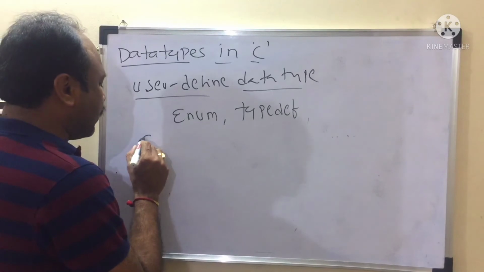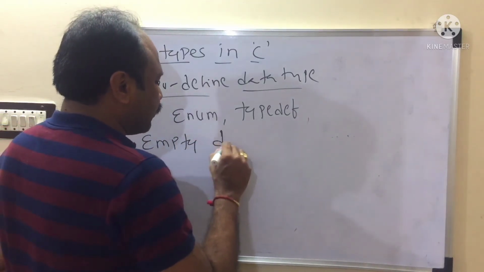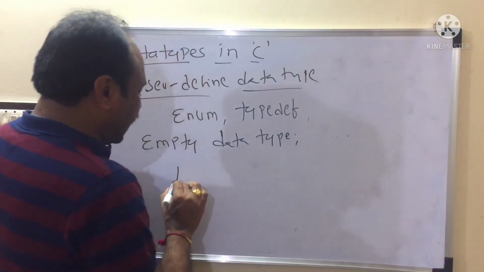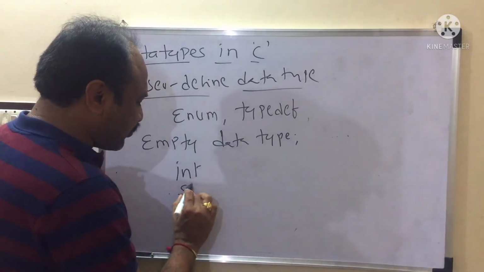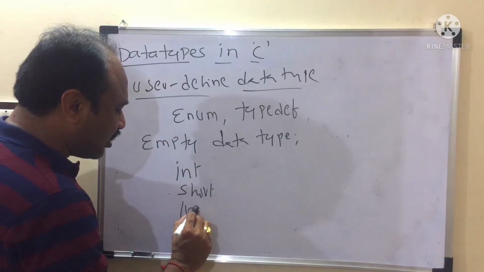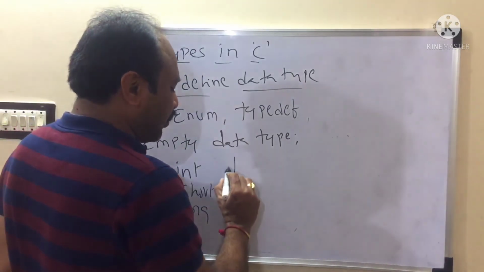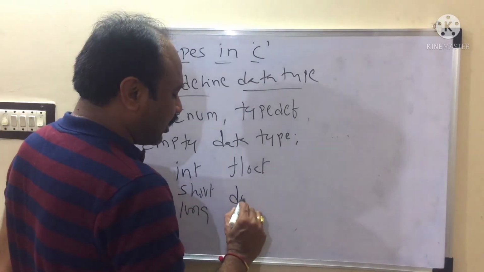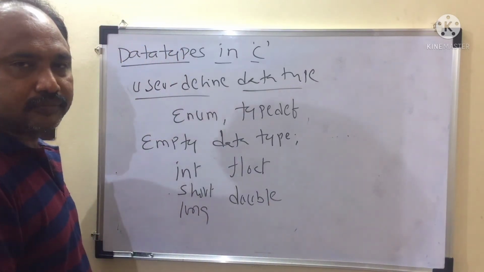Next, empty data type, the last category. What is the purpose of int? To work with integer values, medium integer values. What is the purpose of short? To work with small integer values. What is the purpose of long? To work with large integer values. To work with small real values, float. To work with bigger values, we will use what? Double.